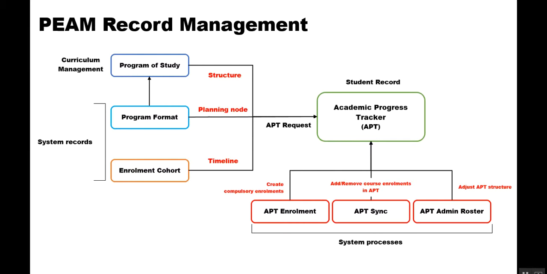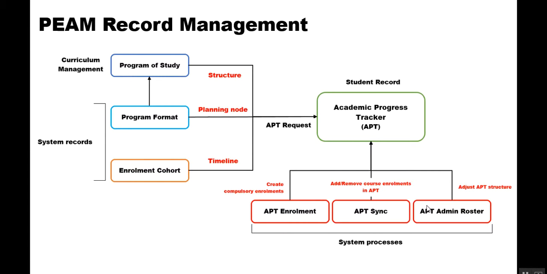It could be qualifying year, and they're going to go in and say, so you need to make your choices, your restricted and your alternative optional choices for your qualifying year, as opposed to, say, making choices for the whole program of study or just for one semester. So the program format determines that, and then, as I said, the enrolment cohort determines the timeline that's attached to the APT. Okay, so this is the curriculum system side, which all come together to create the APT, Academic Progress Tracker, which is the student side.